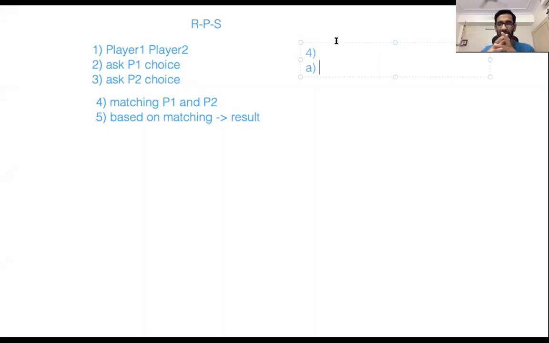So what are the kinds of conditions that I can use when I'm trying to compare these two scenarios? Chances are that P1 chose paper, and P2 also chose paper. In that case, I know it will be a draw. Both chose paper, so it's a draw.